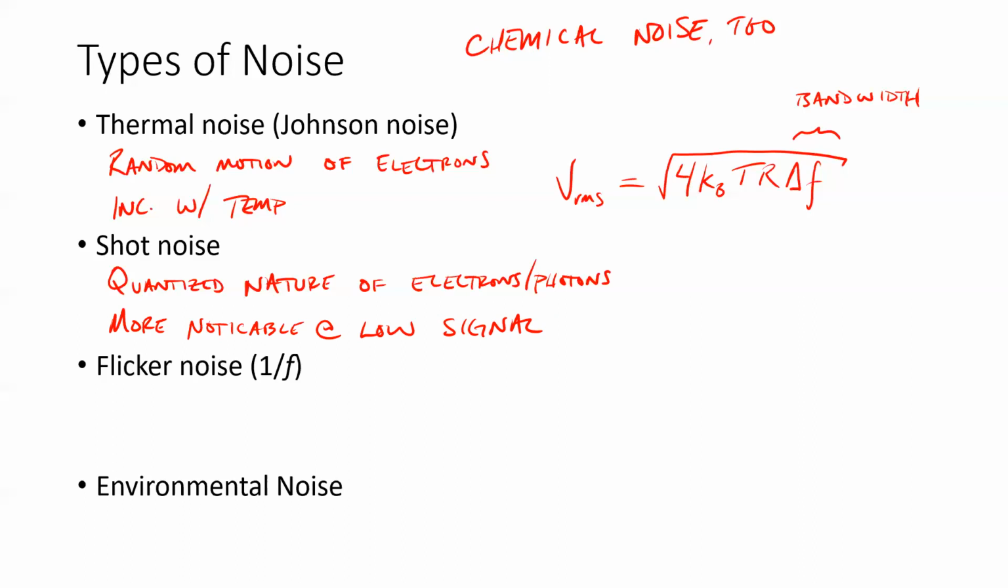Because we think about shot noise as being electrons flowing through a detector, instead of voltage, it's given in current. The equation for the RMS current for shot noise is the square root of 2 times I times e, where e is the charge of an electron, times the bandwidth. This I is our DC current.